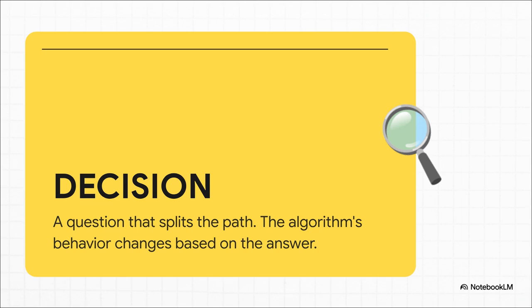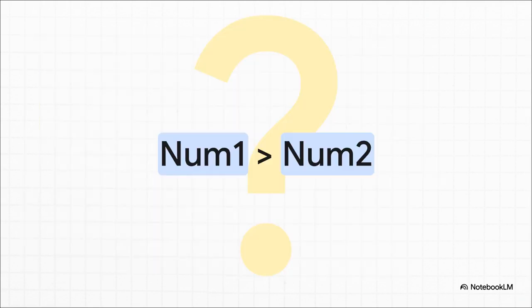Okay, now for what I think is the most dynamic part of this whole puzzle, the decision. This isn't just another command, it's a question. It's the point where the process has to actually think and choose which direction it's going to go next. The decision in our puzzle comes down to this one simple question. Is number 1 greater than number 2? The entire outcome, everything that happens from here on out, hinges on the answer.